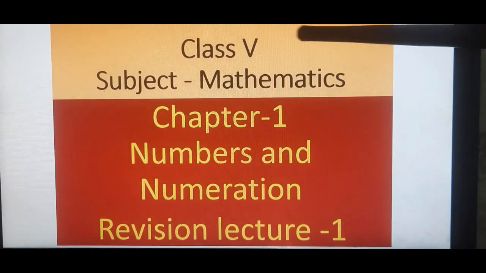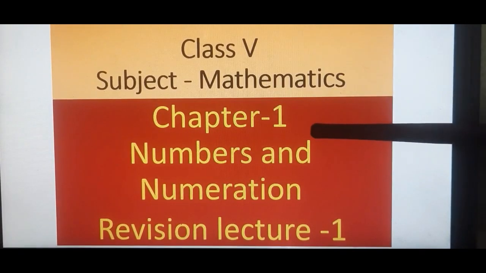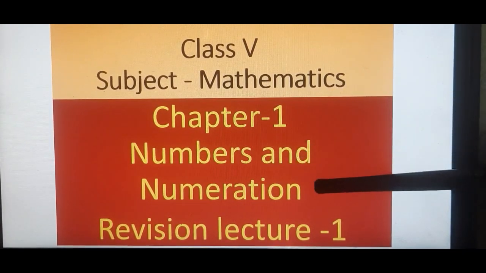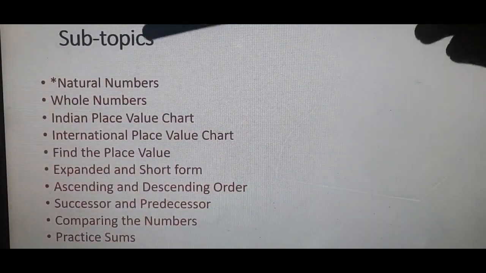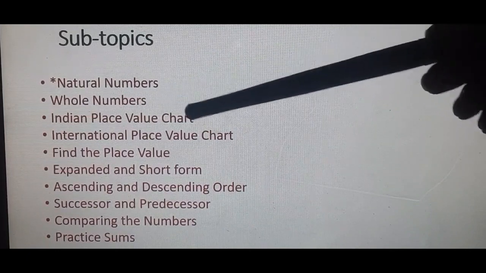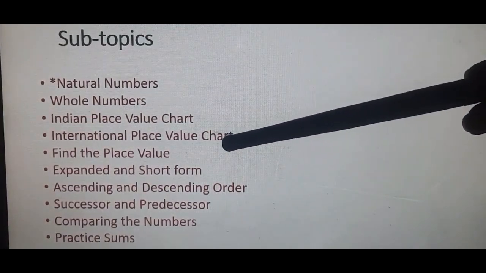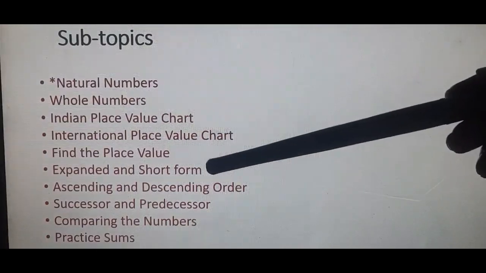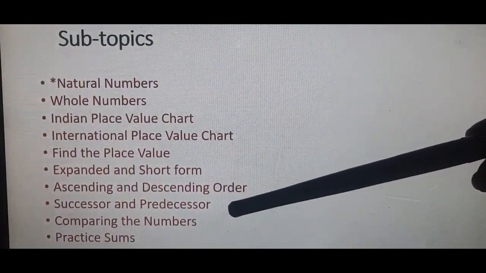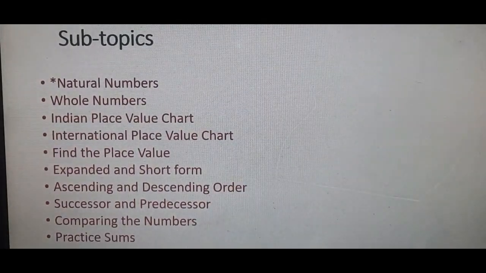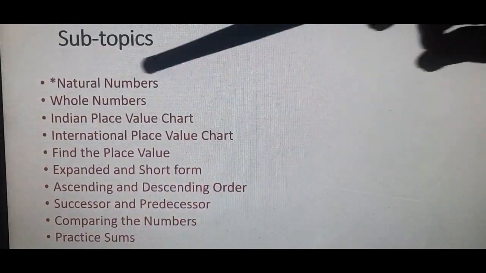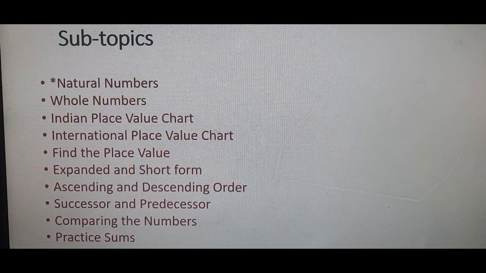Welcome back to your maths class 5th, subject mathematics, chapter 1, Numbers and Numeration, and this is our revision lecture 1. Today's subtopics are natural numbers, whole numbers, Indian place value chart, international place value chart, find the place value of the given numbers, expanded and short form, ascending and descending order, successor and predecessor, comparing the numbers and practice sums. But these topics are all given in Exercise 1A, which we will cover today. So you have to listen very carefully.